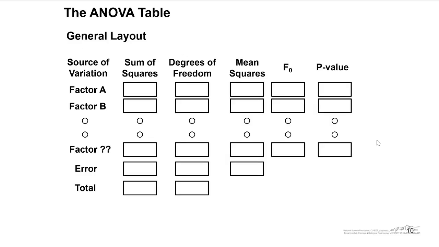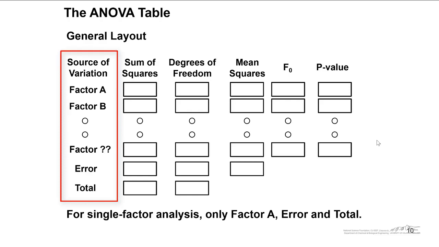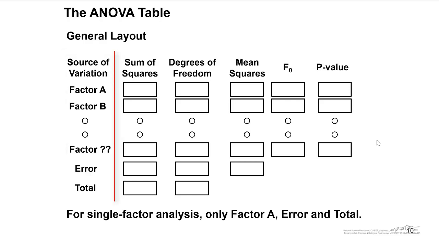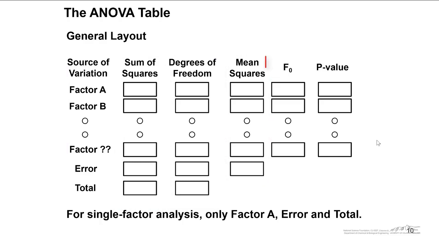Before we do this in Excel, I wanted to show you the general layout for ANOVA. In the general layout, we have the source of variation in different rows, the sum of squares in a column, the degrees of freedom, the mean squares, our F statistic, that's the ratio of mean squares, and then we usually calculate a p-value.